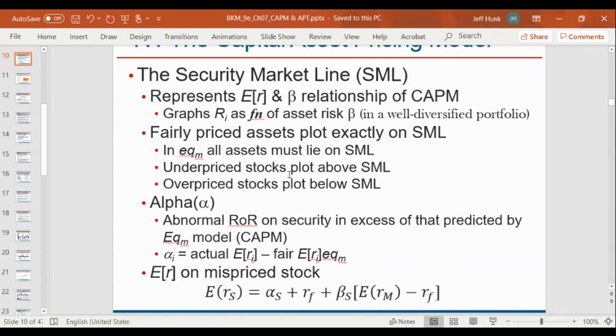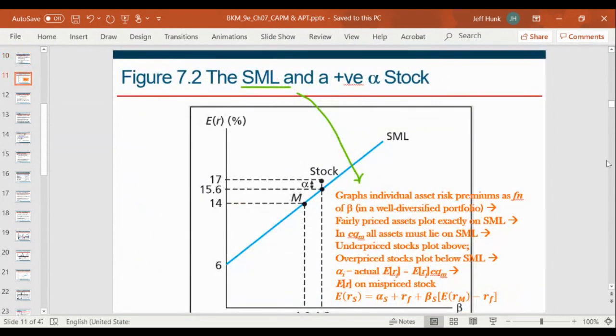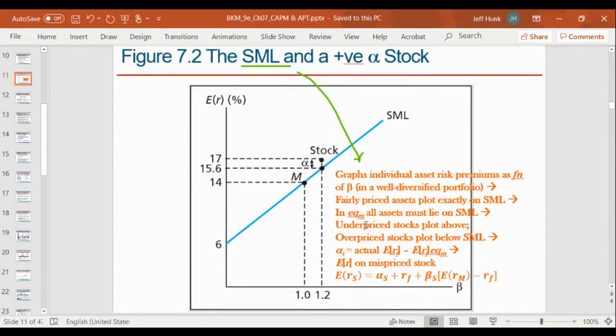Now, the security market line represents, it graphs the relationship between expected return and beta. So it graphs the excess return as a function of beta, right? And the interesting thing is, so let's take a look at the security market line.